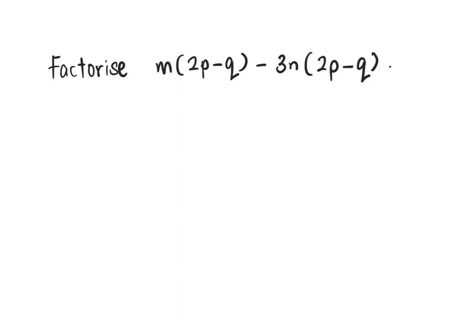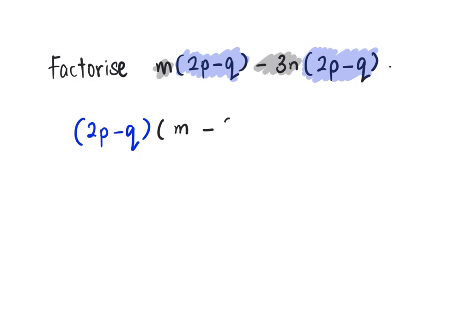And what do we see? Aha! We see a bracket that is exactly the same. This will be our common factor, which I'm going to extract out as a common factor. And what is left after that? M minus 3n. And we are done factorizing.